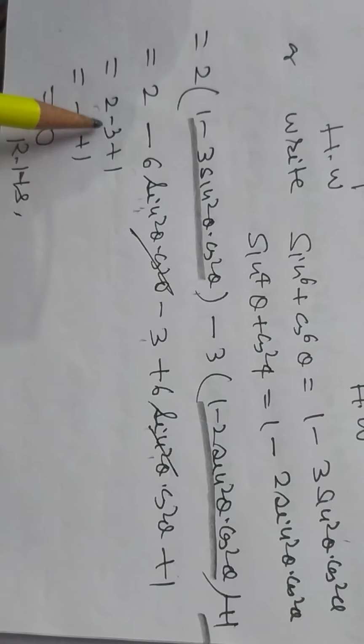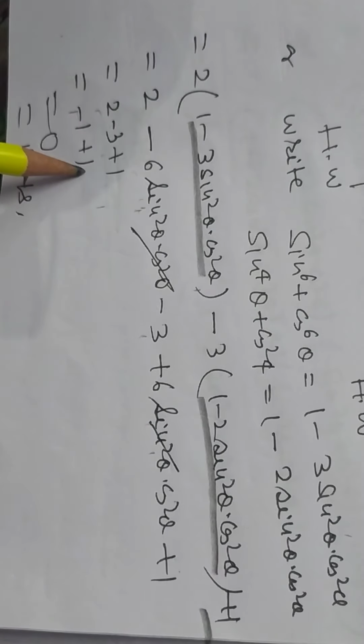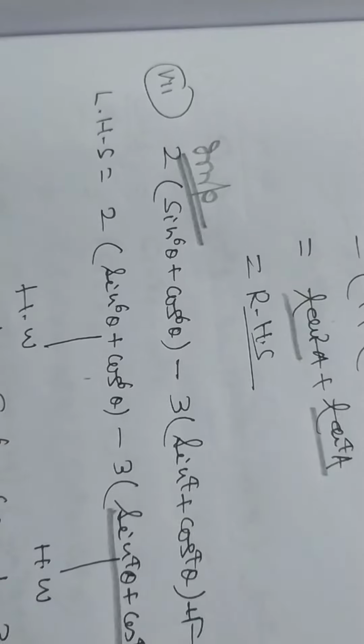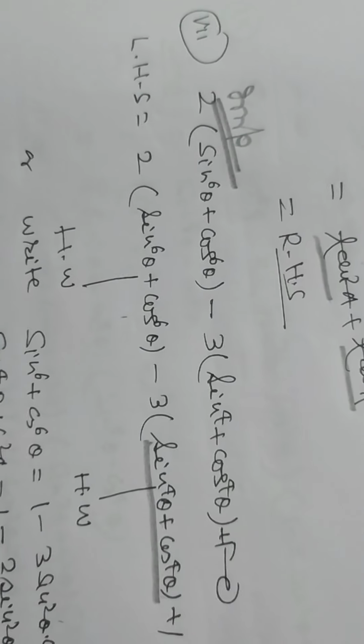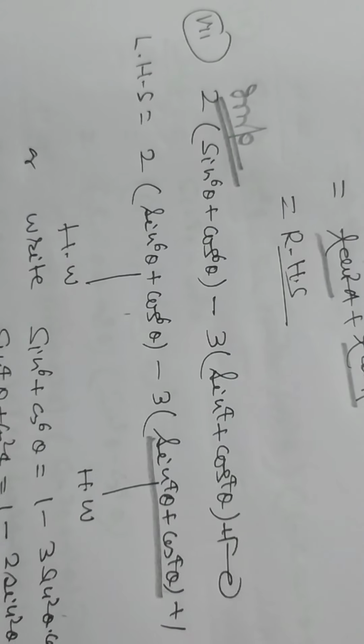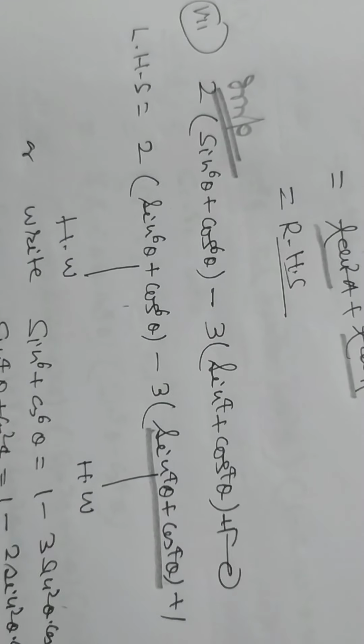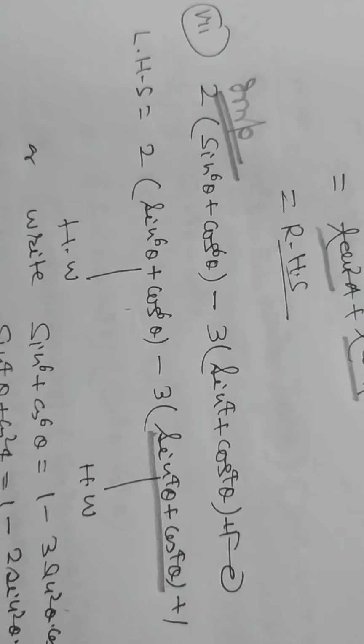Now it will be 2 minus 3 plus 1, it will be minus 1 plus 1, and it will be 0. So my dear student, this problem is very, very important for the purpose of examination, because this is the combination of two identities, sine to the power 6 theta plus cos to the power 6 theta, sine to the power 4 theta plus cos to the power 4 theta.